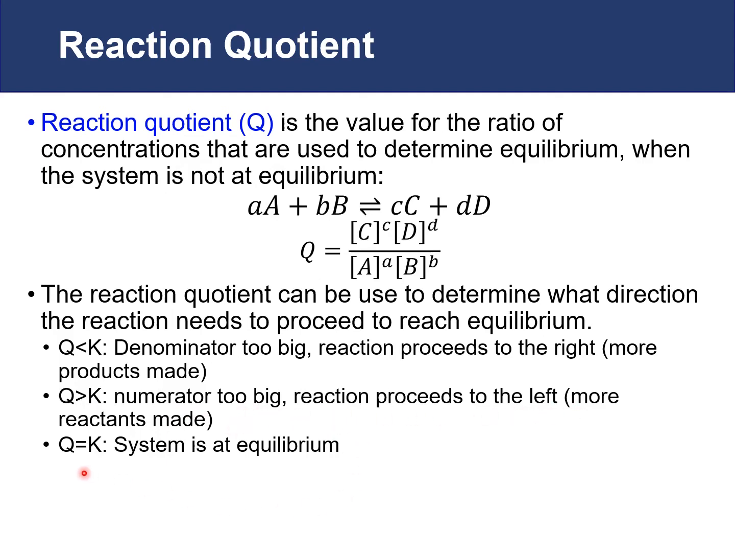If, however, Q is equal to K, that means that the system is at equilibrium, and the reaction will not push to the left or to the right. It will stay where it's at.